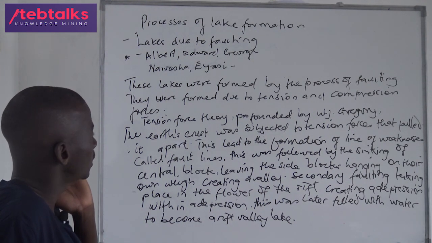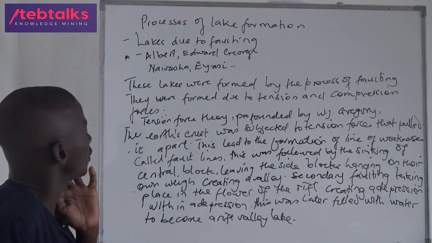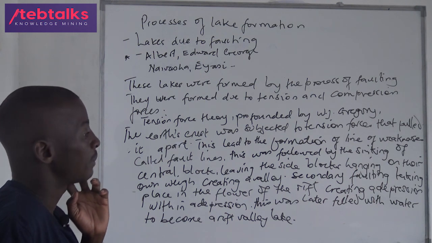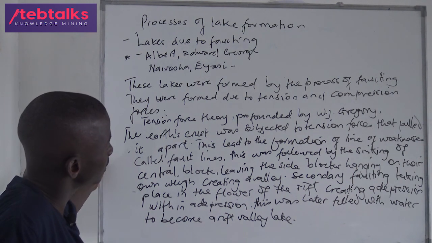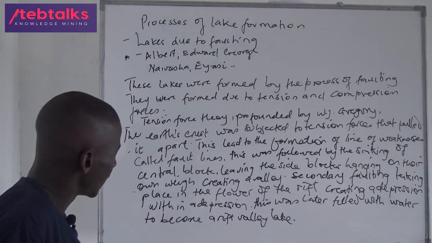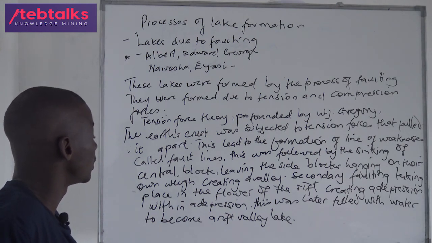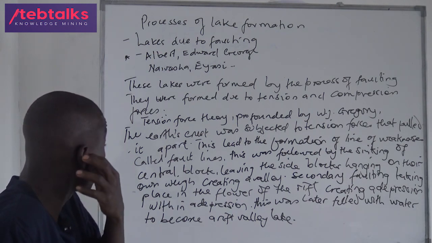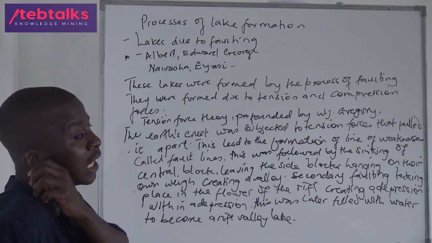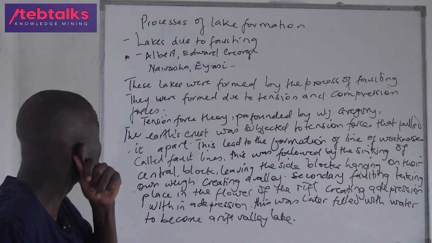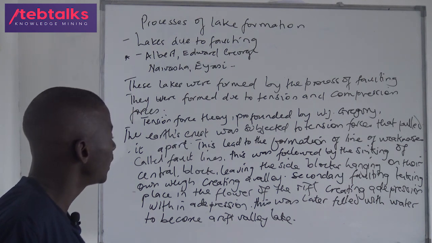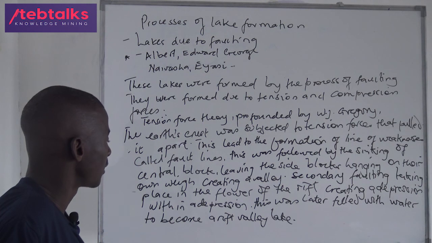W.J. Gregory, he tells us that the Earth's crust was subjected to tension forces that were pulling the Earth's crust apart. So the pulling apart of the Earth's crust led to the formation of lines of weakness, which we have called fault lines. The process of tension force continued to pull apart, and it forced the side blocks to remain hanging and sink under their own weight, causing a very big valley. And this valley is what we are referring to as the Rift Valley.